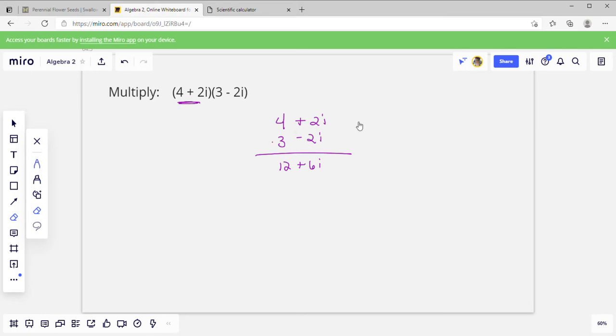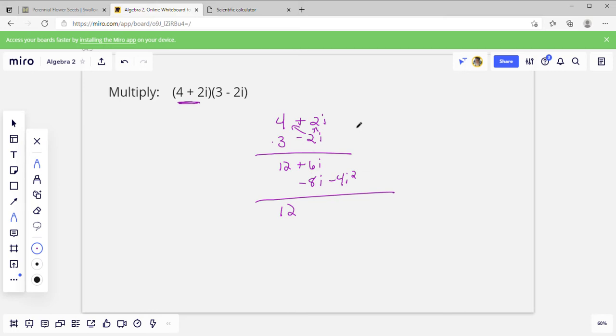Okay, and then I'm going to go here. 2 times 4 would be 8i, and that would be negative 8i. And then 2 times 2 would be negative 4i squared, because I've got i times i on that one. Then I just add them up, 12.